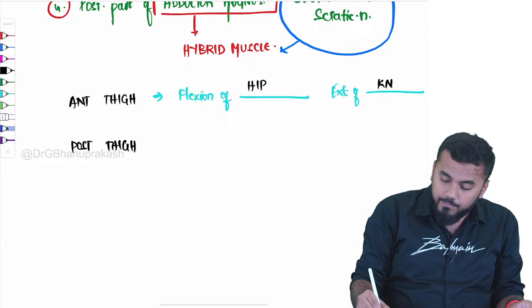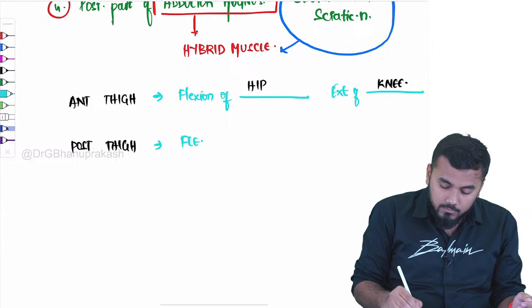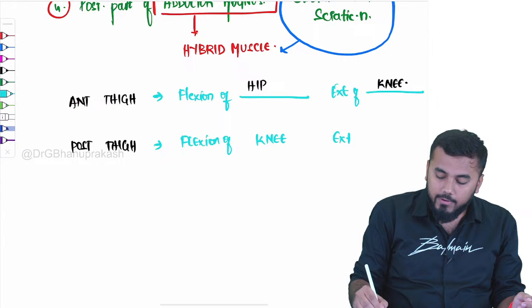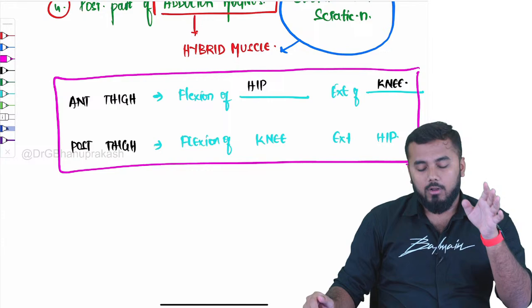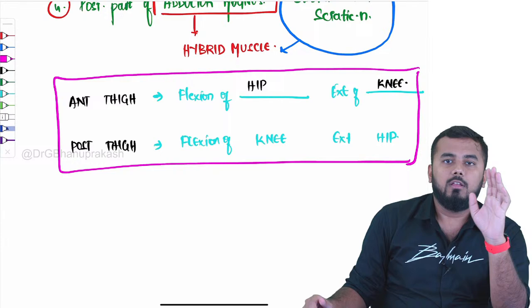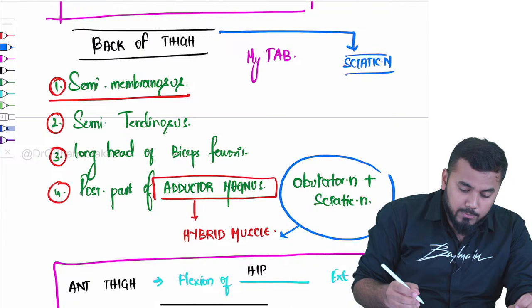So the opposite of anterior will be posterior. If anterior is flexion of hip, then posterior will be flexion of knee and extension of hip. So make clarity about these two things, because in the exam, in the anterior group there are many muscles, the vastus muscles and all. In the posterior group also, we have discussed the gluteus group of muscles and the back of the thigh. They can give you any muscle and ask its function. So if you remember this small box, then definitely you will understand. And by the way, all the muscles of the back of the thigh are called hamstring muscles.